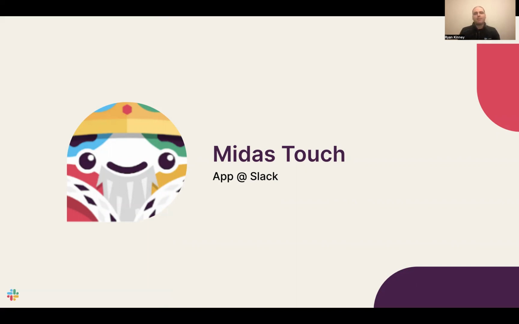Midas Touch is an application developed in Slack to make the life of sales representatives and the analysts they work with easier. It has fundamentally changed the way our sales and success org consumes and leverages data. There's a few implementations we can talk about.